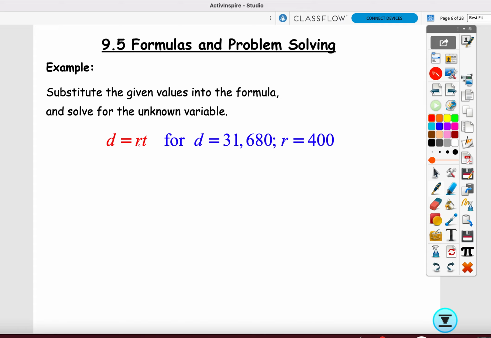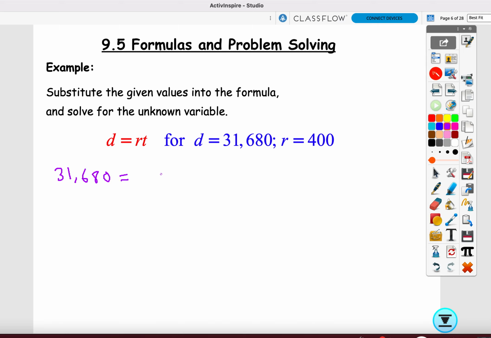So we know d equals r times t. So this is a formula for distance. Distance is equal to rate times time. Rate times time. So let's figure out what this is. So the distance is 31,000. So we're plugging in d.